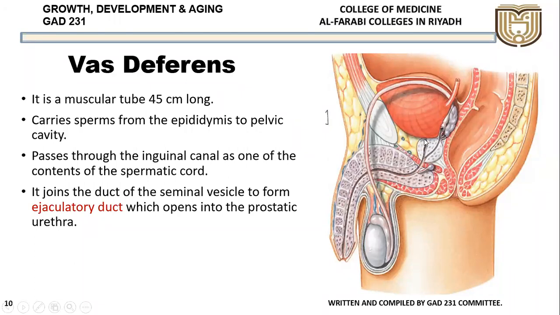This is the prostate, and the part of the urethra passing through the prostate is called the prostatic urethra. This is the bladder here, and the urine is passing through here. And this is the prostate, and this is the ejaculatory duct, and the sperms from here will pour into the urethra. Okay, so it will open into the prostatic urethra. That is the ejaculatory duct.